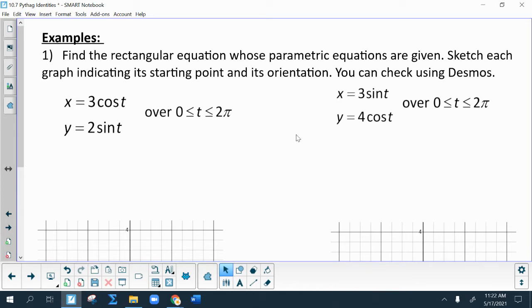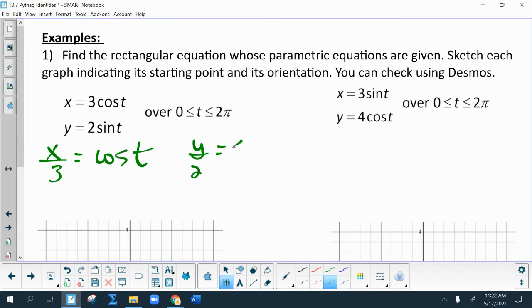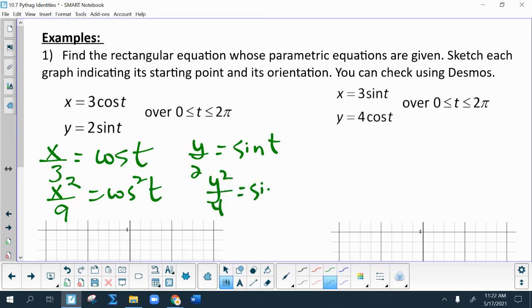Okay, so now we've got a couple more, and we've changed both the values in front of the cosine and sine, as well as changing where the sine and the cosine are located. So on the second one over here, you can notice x has the sine. This is going to change how it graphs. But either way, the method is the same. So I am going to solve for cosine and solve for sine. Then square both sides. So this gives me x squared over 9 equals cosine squared, and y squared over 4 equals sine squared. And again, I'm going to use the sine squared plus cosine squared identity.